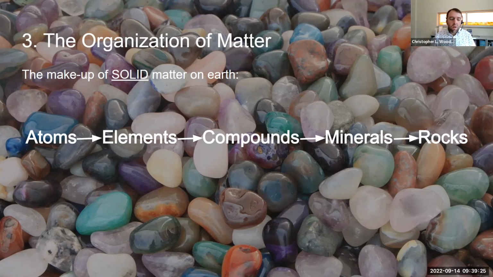When we get to the earth structure and composition, we then move into minerals, and then minerals make rocks. I always think of it kind of like Legos and how things are put together and how different Legos can come together to make all kinds of structures and different things. So matter is organized in much the same way.